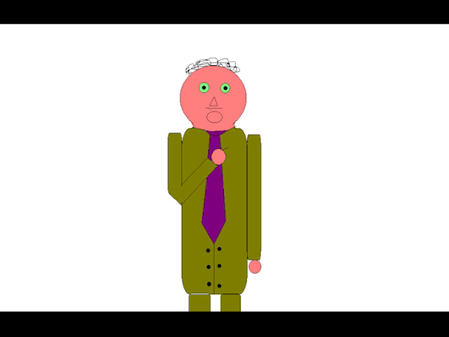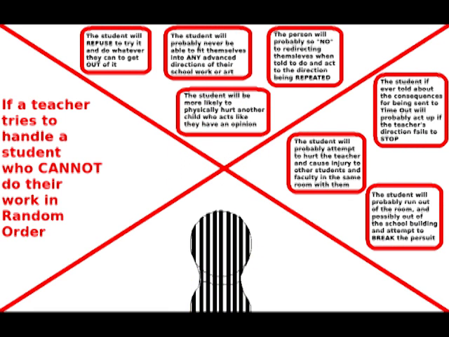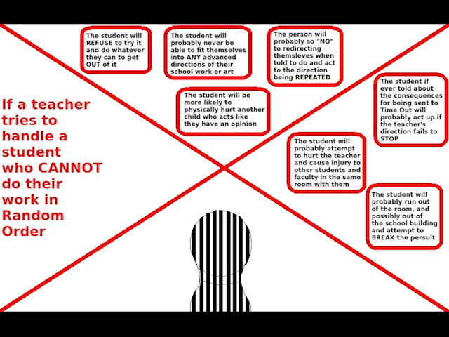So you think, as a teacher, you have a right to nag a student who's not doing things in random order like they should be able to. Well, I want you to listen carefully so I can explain this to you. All this is the effects behind a teacher who tries to handle a student who cannot do their work in random order. A student will refuse to try it and do whatever they can to get out of it.